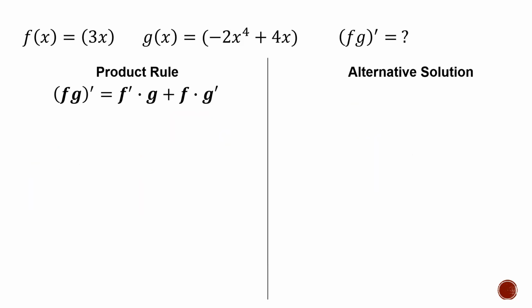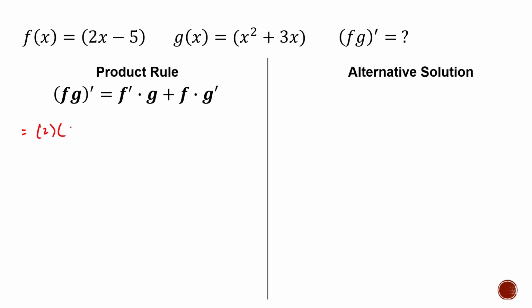Let's try another example. Okay, so here we have two binomials. Let's apply the product rule. So the derivative of 2x minus 5 is 2. And then our g is x squared plus 3x. Plus f is 2x minus 5. Derivative of x squared plus 3x is 2x plus 3. And then let's distribute the 2 to x squared plus 3x. So 2x squared plus 6x.